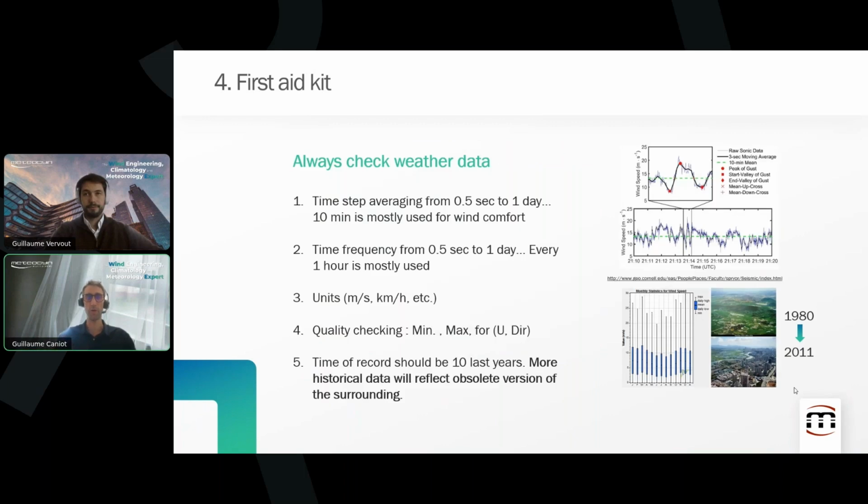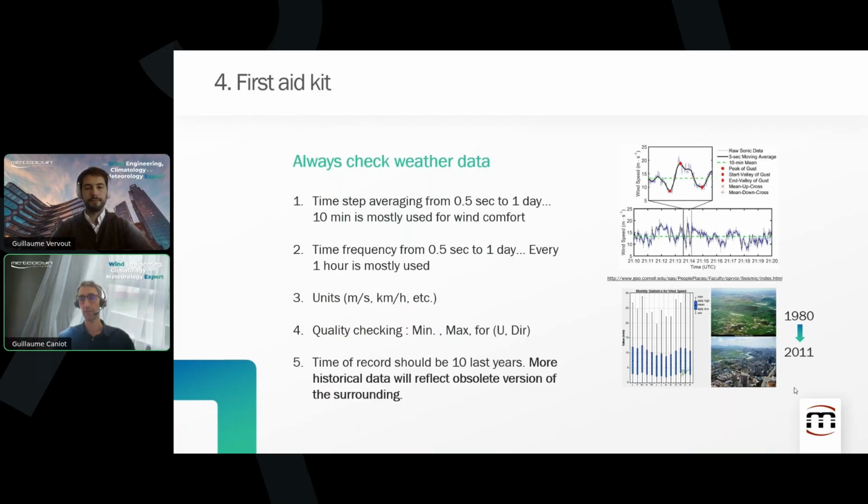Then you should also check weather data quality. Okay, first thing is time step. If you get ultrasonic anemometer data, it can be smaller than 0.5 seconds. You have on the right part in the blue lines, you have this kind of record. So you see it's highly disturbed, lot of turbulence. It's not for a purpose.